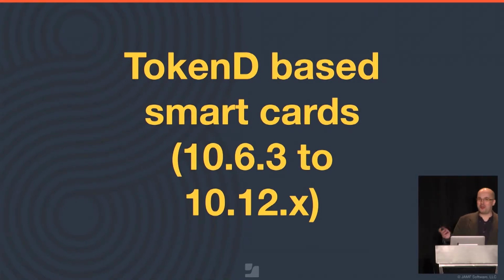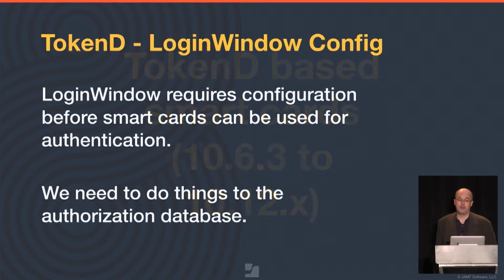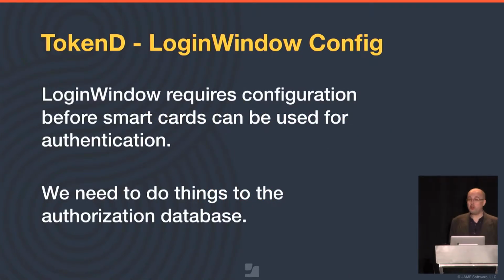So let's deal with the smart cards themselves and the token D stuff. So this is now the specific token D configuration. Everything we've done before is completely universal. This is now the older legacy stuff, and there's still plenty of this stuff out there. So the login window actually requires a configuration change before you can use smart cards to authenticate in. And to do that, we need to do bad things to the authorization database.